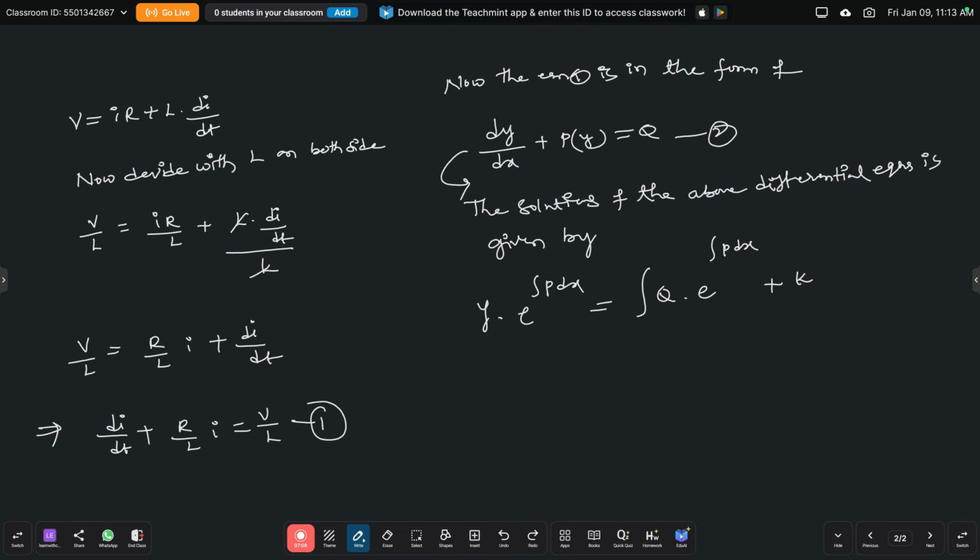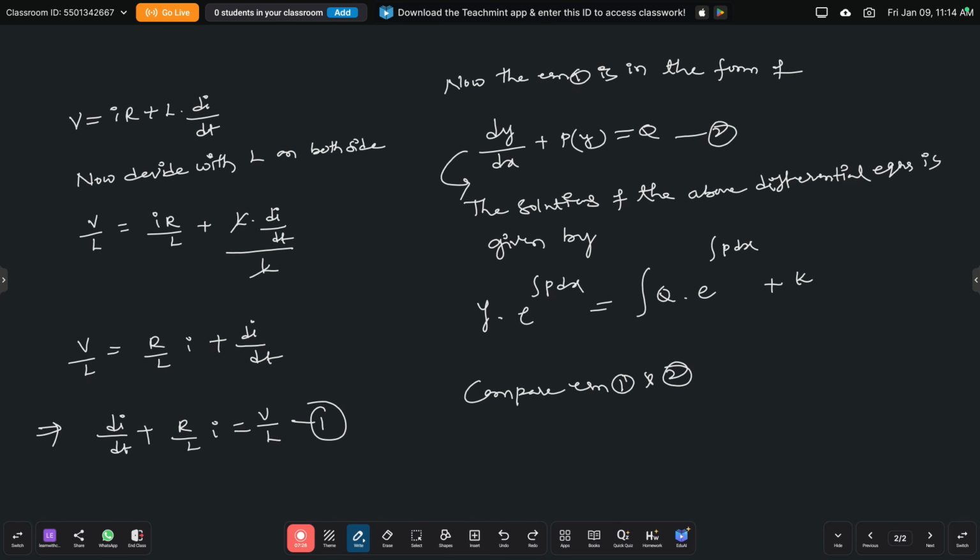So this is the solution of this type of a differential equation. Now we just compare equation 1 and equation 2. By comparing equation 1 and 2, what are we getting?